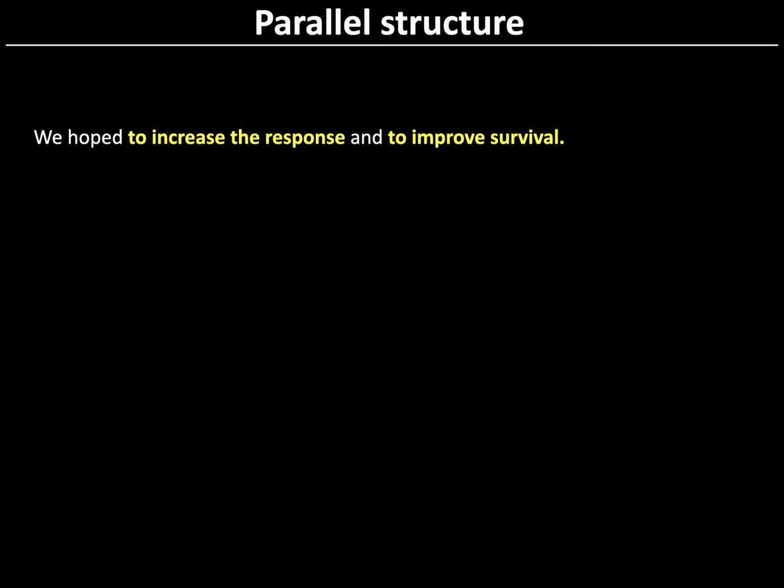So I give you some examples. It's also for me, because I don't use parallel structure a lot. So: we hope to increase the response and to improve survival. So here it's to increase and to improve. So this is correct parallel structure.